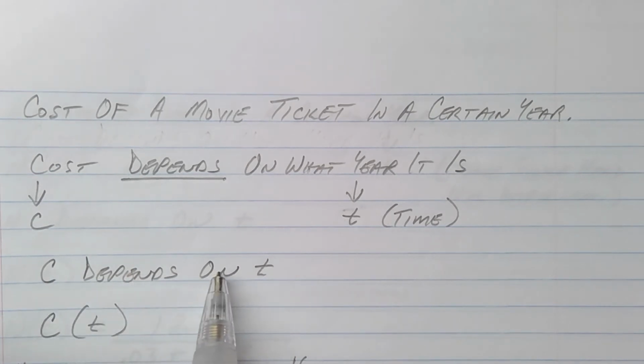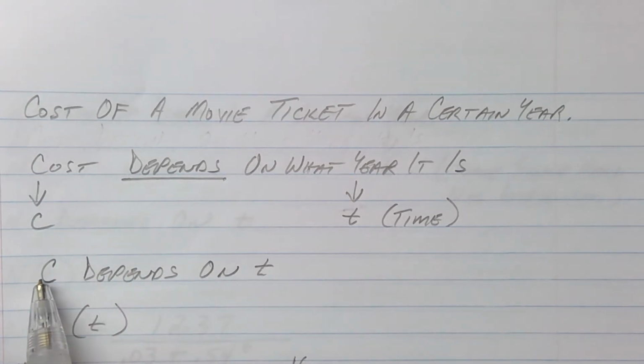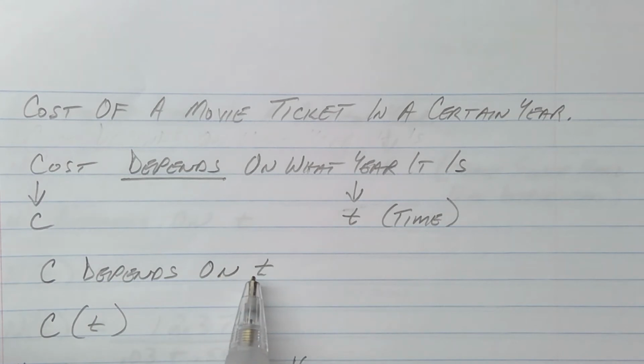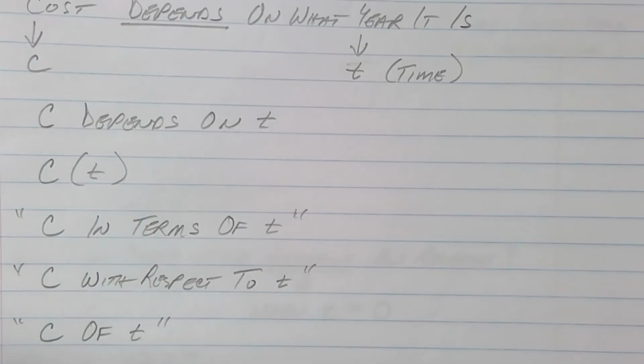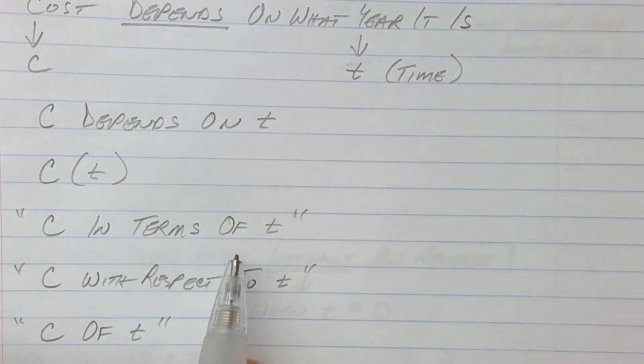C depends on T. So the cost of a movie ticket depends on what year it is or how many years have gone by. C depends on T. C of T, C with respect to T. See, we're just learning to talk another language. Okay, we can say it all these ways. C in terms of T, C with respect to T, C of T.